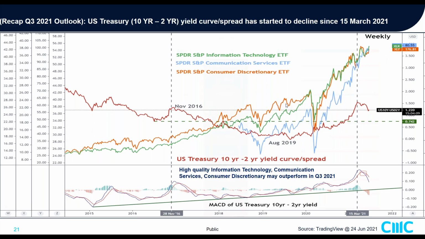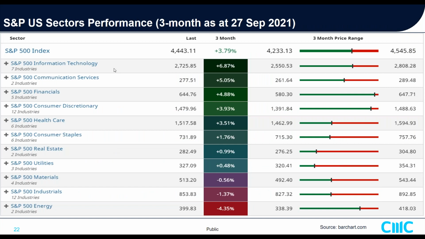So what indeed actually happened? If you look at the last 3 months, information technology and communication services are top performers, up to 7%. Quite surprisingly, financials is at the top. The consumer discretionary ranks fourth. Then you look at the cyclicals: the materials, industrials, and energy are at the bottom of the table. So that was actually due to the yield curve that is flattening.